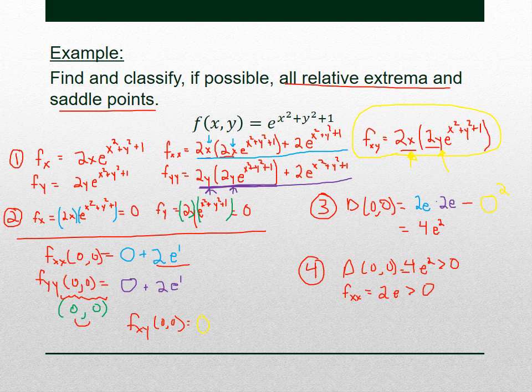So what that means is that when we plug in 0, 0, this D function is 4e squared, 2e times 2e minus 0 squared, 4e squared. So that is our D of 0, 0. Okay, step 4, D of 0, 0.